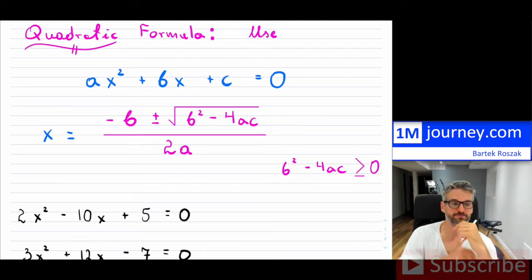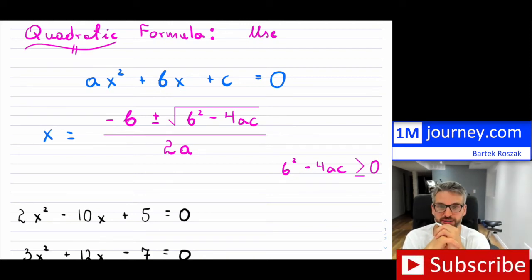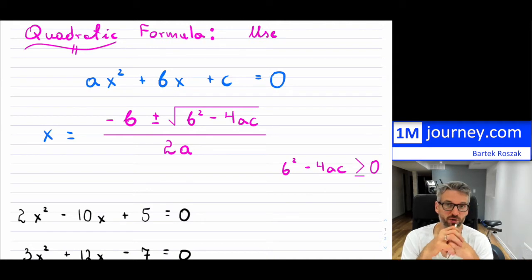Quadratic formula and basically how to use it. Now, when you're solving quadratic equations when they're equal to 0, and so in this case you have them in standard form, ax squared plus bx plus c, you can solve it in quite a few different ways. If you're lucky, you can use factoring.